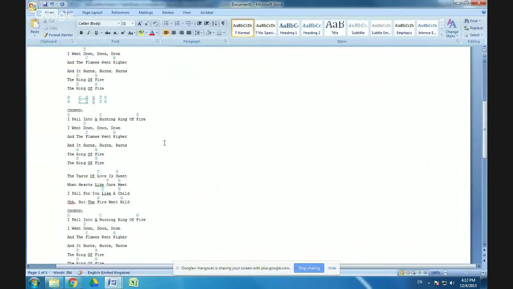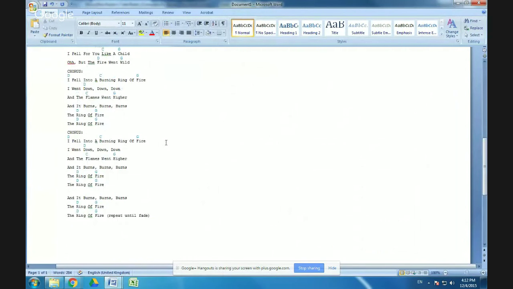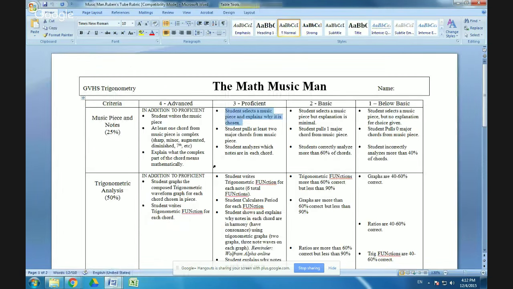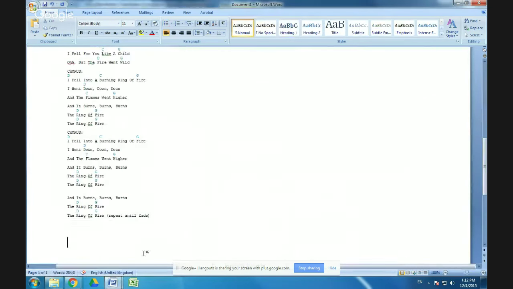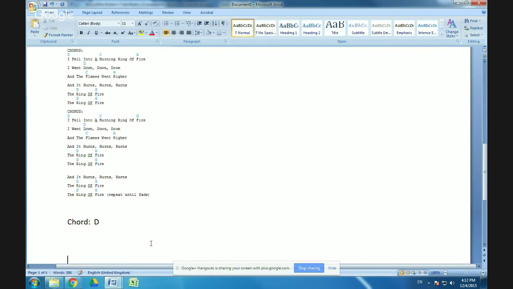Some songs are a little harder to find. If you need, I can help you find chords, build chords from tab sheets, etc. So don't just give up if you don't find chords, but at this point we should have this done. The next idea is to pull 2 major chords from the music piece, and I've told you to keep it simple. So I'll use D and G.